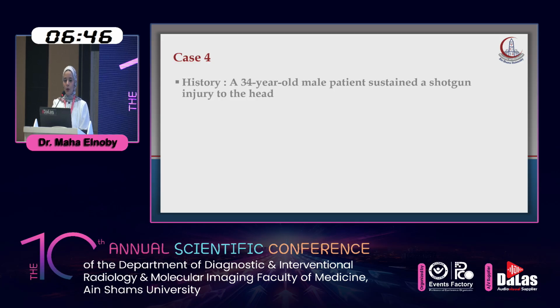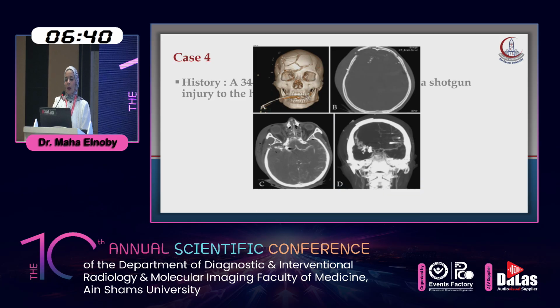Case number 4: a 34-year-old patient sustained a shotgun injury to the head. CT shows bilateral frontal fractures with multiple retained shotgun pellets in the head bilaterally, in close proximity to the MCA origin. When CTA was done, it was found that the close proximity caused transection of the MCA with extravasation of the contrast. This is grade number 5.